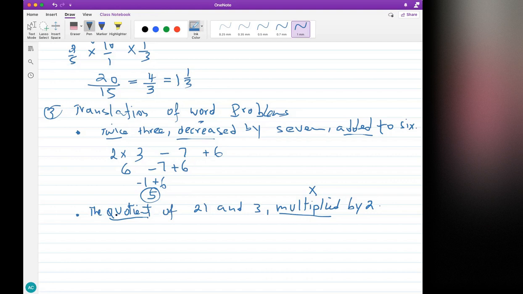What does that mean? What operation between the two numbers? Quotient stands for the result of division. So the quotient of means there's a division. There are two numbers, 21 and 3. And of course, multiplied by can use a multiplication, and 2. And again, how do you simplify this? What do you do first?